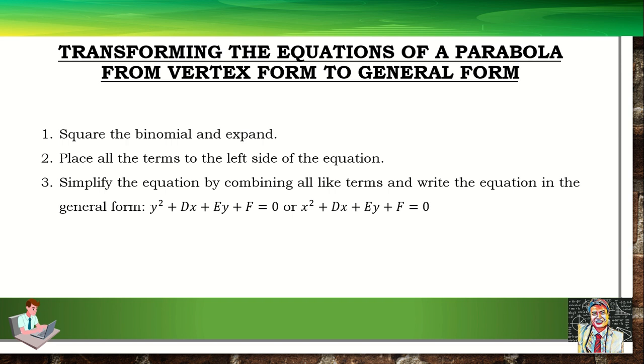So, dun sa left side, i-explore natin yung binomial. Dun sa right side, i-distribute natin yung constant. Then, place all the terms to the left side of the equation. So, yung lahat ng values na nandun sa right side, lipat natin dun sa left side. Simplify the equation by combining all like terms and write the equation in the general form. Alin man dito sa dalawang ito.